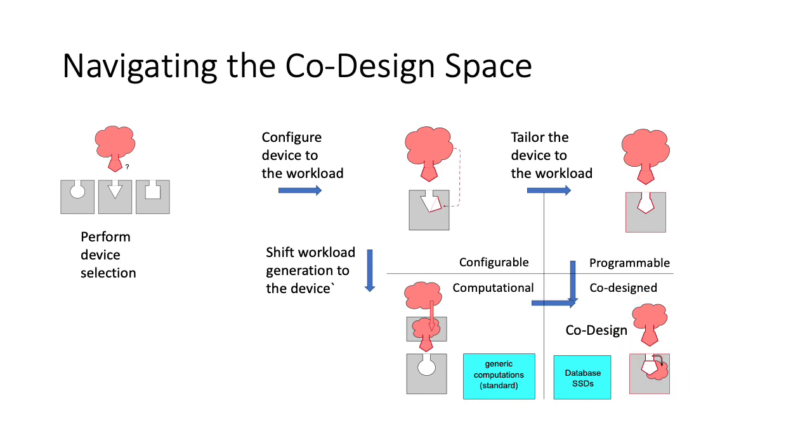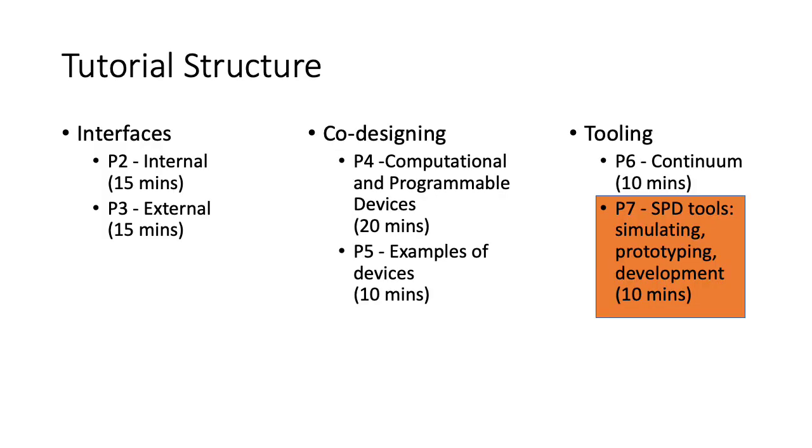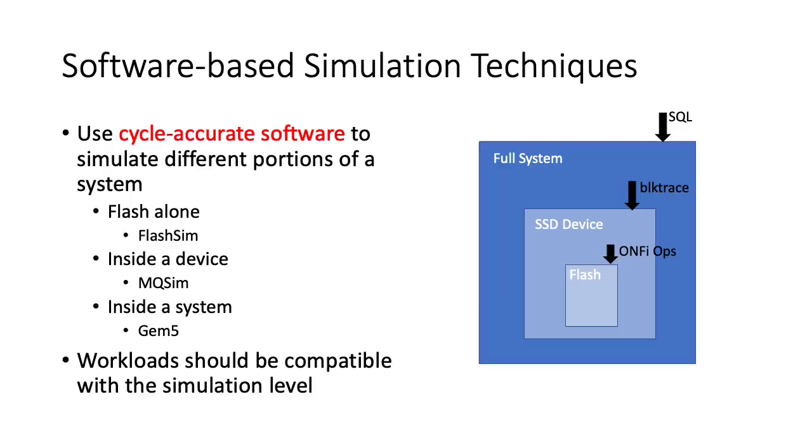Now we can combine those two directions, make the device programmable, and shift computation to devices, and get to co-designed devices. One of the most interesting parts about the notions, abstractions, and concepts that we've been discussing is that it is currently possible to experiment and evaluate them through a number of different techniques. In this part, we go over simulation, prototyping, and development techniques, and mention the tools that are currently available to deploy them.